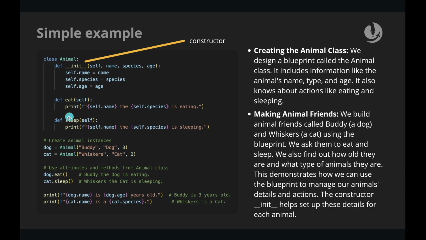In each method, we see at the beginning self, and self is a reference to the instance of the class that the method is operating on, and it's allowing us to access its attributes and methods. Okay, so if we take a look at this eat method over here, it takes in, of course, self, but then we are printing self.name, the self.species is eating. And if we take a look at the output for the dog, we have Buddy the dog is eating.